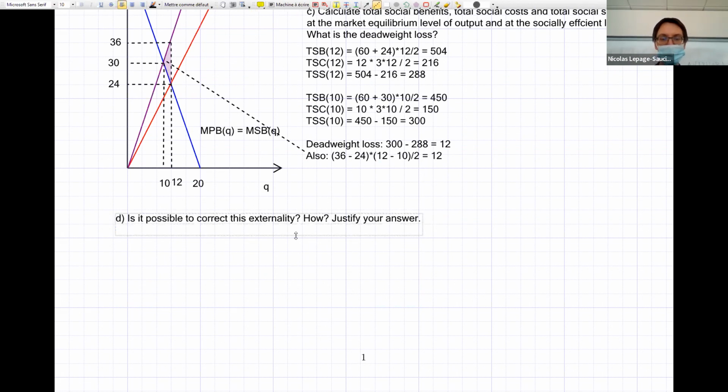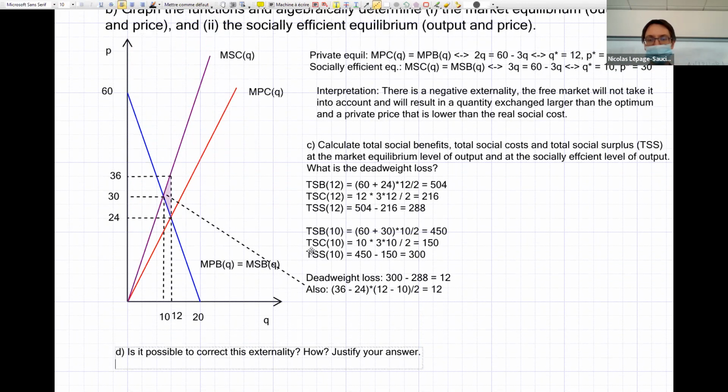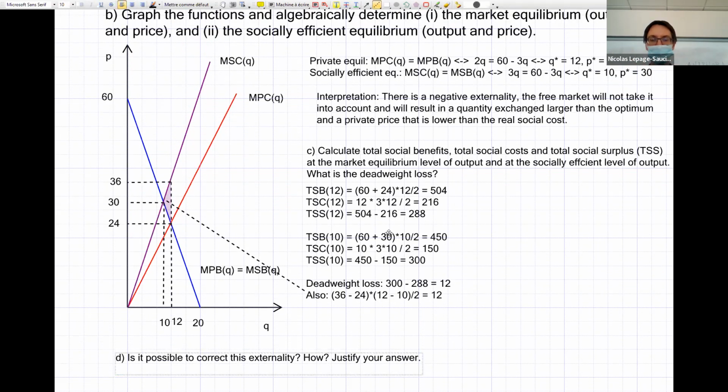Okay. Is it possible to correct this externality? How? Justify your answer. So this is really something that you must compute, but here it's about what you have heard in this class up to now. What kind of words did I tell you when I told you about using government intervention to alleviate environmental problems?